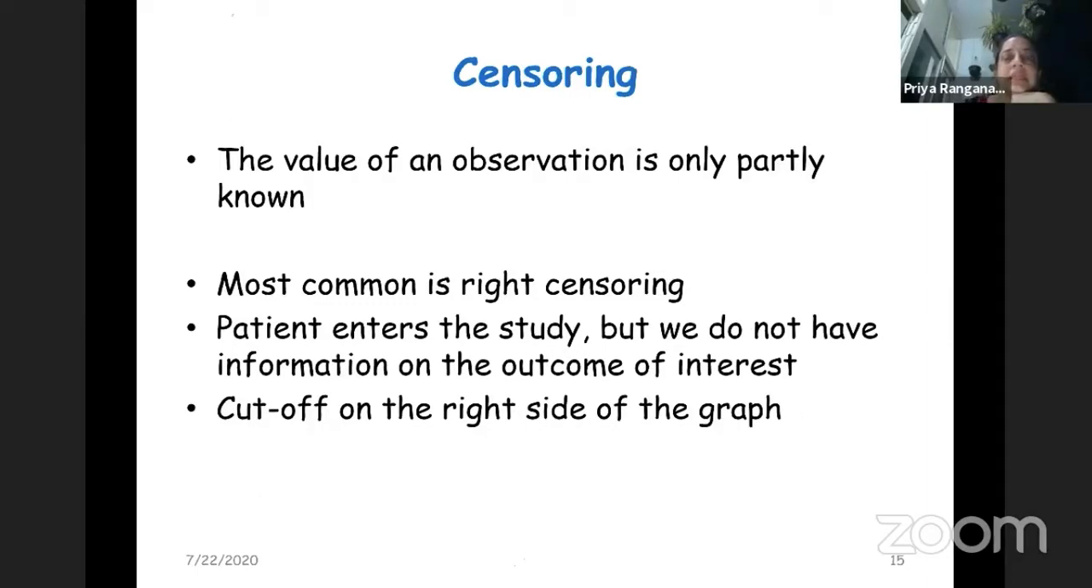Now, this is another term that you'll hear very, very frequently: censoring. Censoring means the value of an observation is only partly known. The most common type of censoring is what we call right censoring. What this means is that the patient enters the study, is followed up for some time, but we do not have information on the outcome of interest. And this is seen as a cutoff on the right side of the graph.